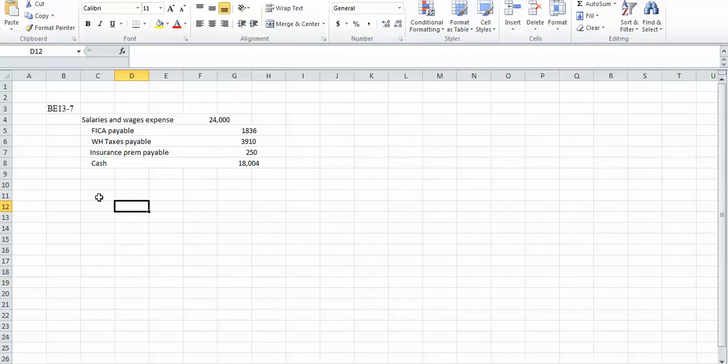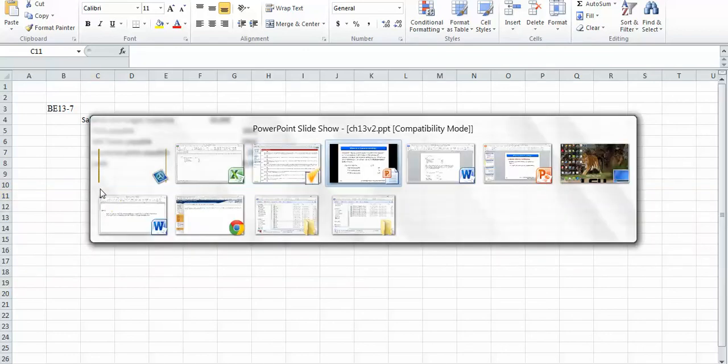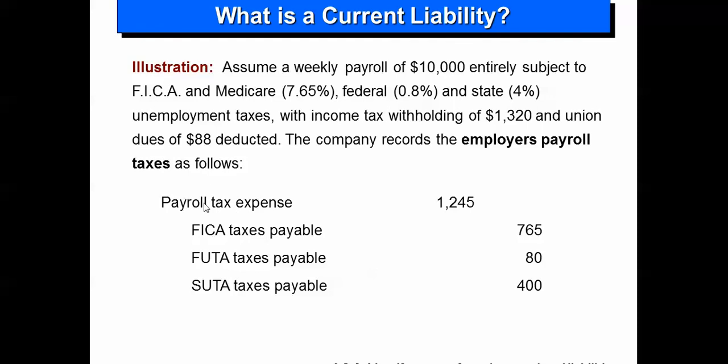You would also have to do a journal entry for the payroll taxes, but in this case, that's not required for brief exercise 13.7. But if you had to do it, it would look something like this. You would have your payroll tax expense, and then you would have your federal income tax, the Federal Insurance Contribution Act, which is Social Security and Medicare, unemployment for federal and state.